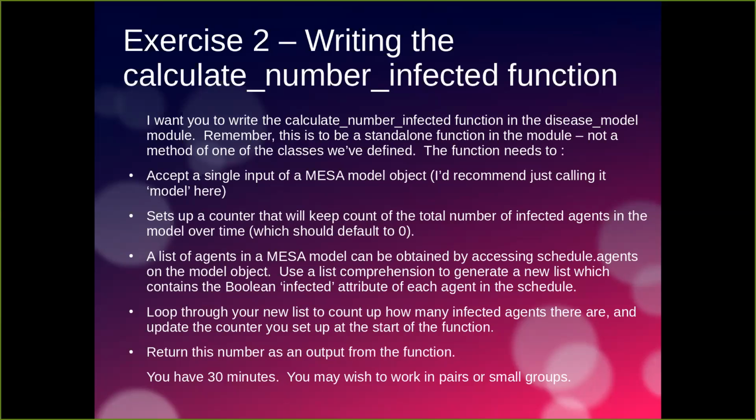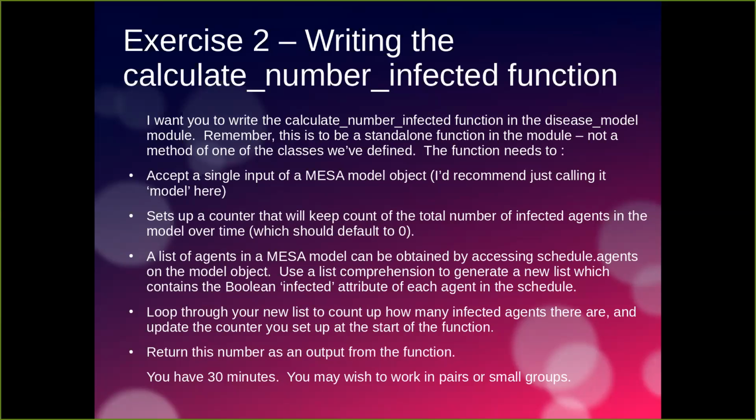And then I want you to loop through that new list that you've created through list comprehension, to count up how many infected agents there are, and then update the counter that you set up at the start of the function, and then return that number as the output to the function.